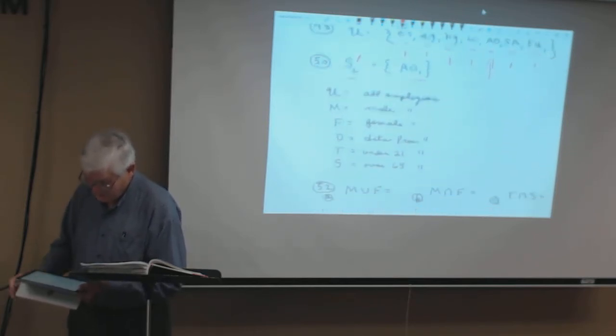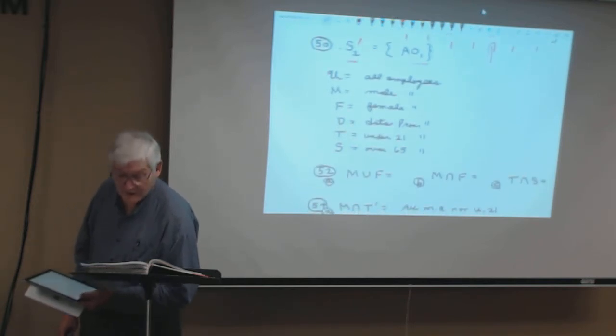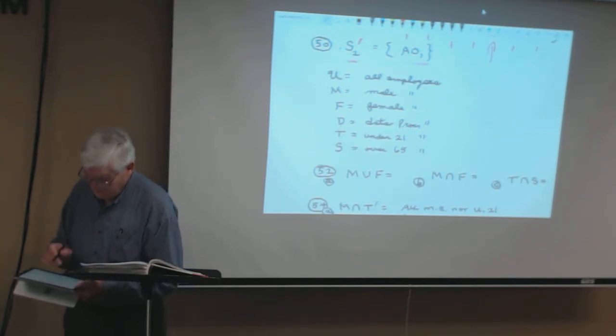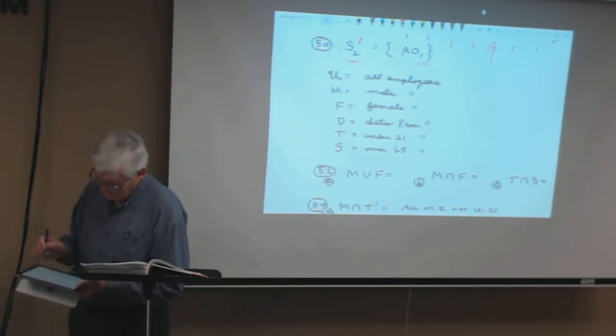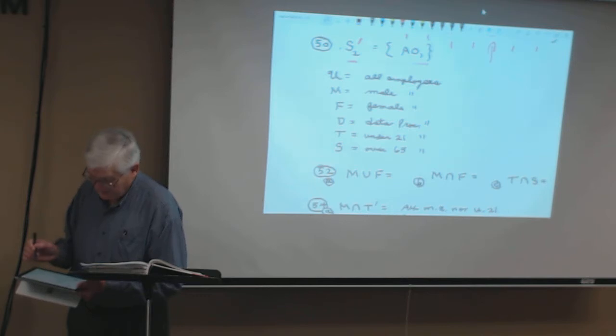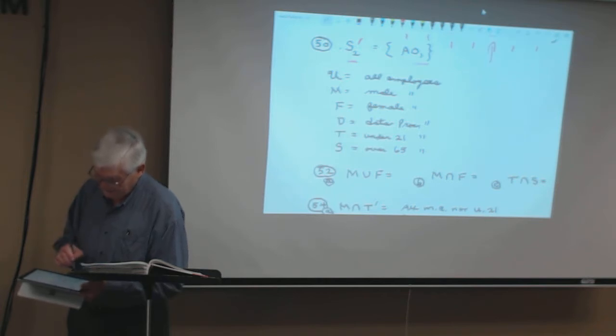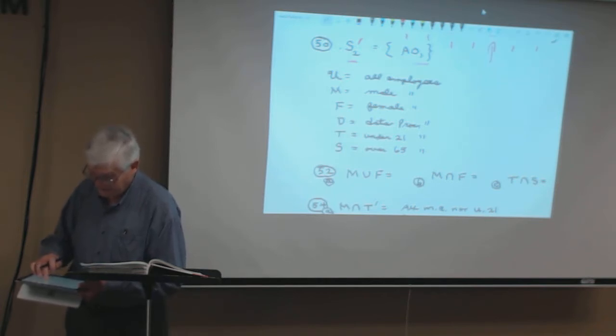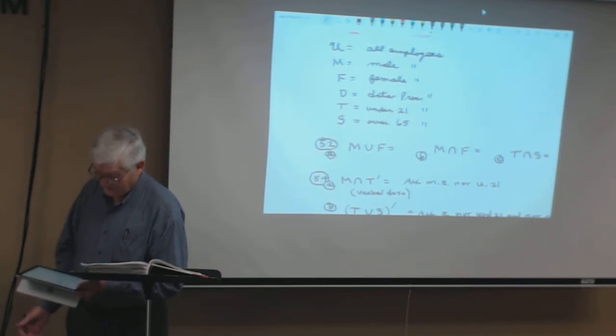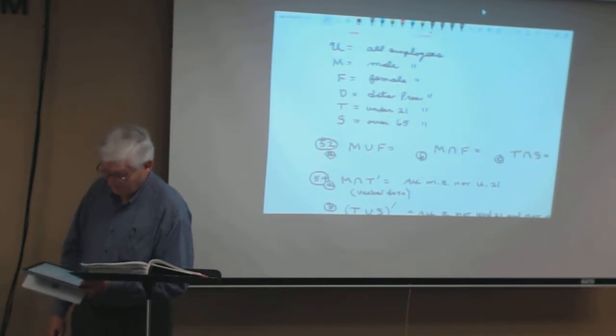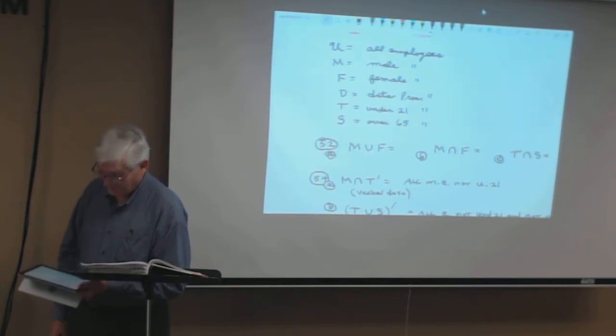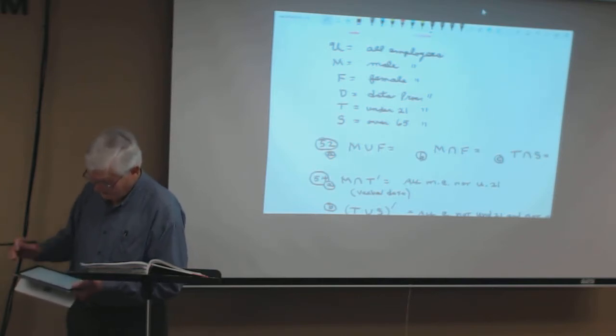Number 52. Boy, they sure keep changing up on you here, don't they? The universe is all the employees. M is the male employees. F is the female employees. D is the data processing people. T are the people under 21. And S are the people over 65. What is that? S? I see T would stand for what? Teenagers mostly? What's S stand for? Senile mostly? I don't know.